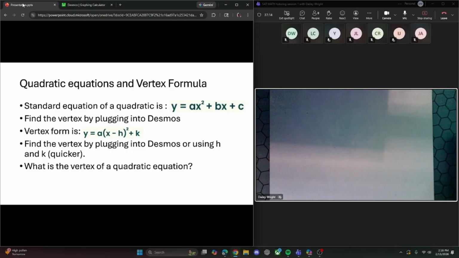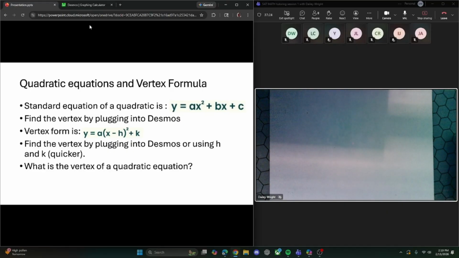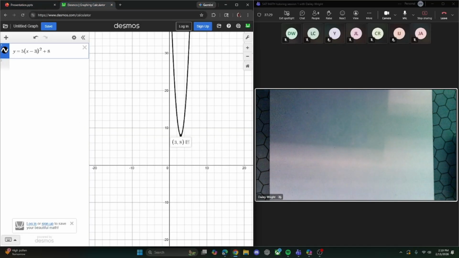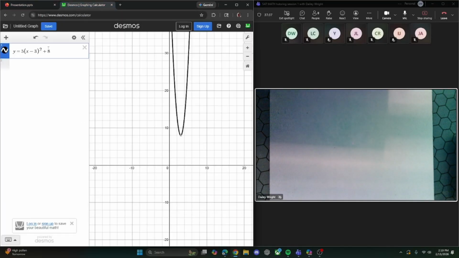Let's get rid of these. This is in this form. The vertex for this is (3, 8). So h is basically going to be your x value. In x minus h, if it's a negative 3 in here, your x value, your vertex, is going to be positive 3. If k is positive 8, your y value for your vertex is going to be positive 8.